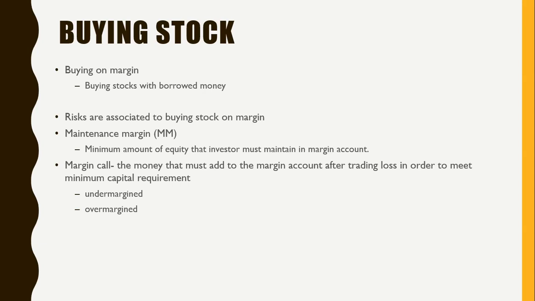Then we have two situations. One is called under margin. Under margin happens when your actual margin is smaller than your maintenance margin. Then you will receive a margin call from the broker, and you must take corrective action. If you fail to do that, the broker has the right to close down the account. The second situation is over margin. Under over margin, the investor can decide whether to take out the money or invest more.